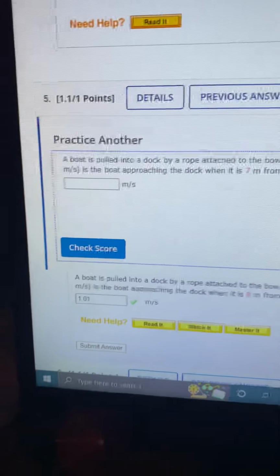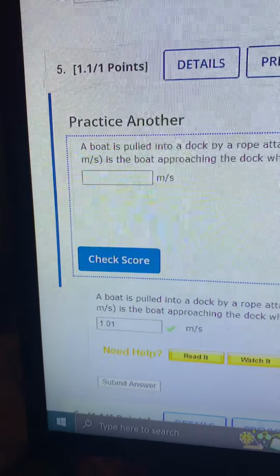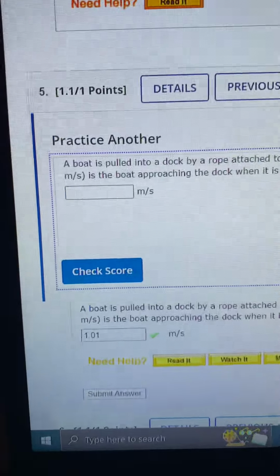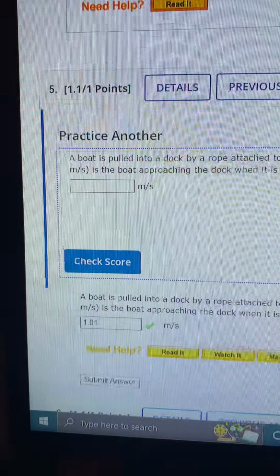So I'm going to do question 5 on WebAssign 3.9. I've already done it, so I'm just going to do the practice another. I'm just going to go through and do it, and then I'll come back and explain what I did. That should be easier, probably.